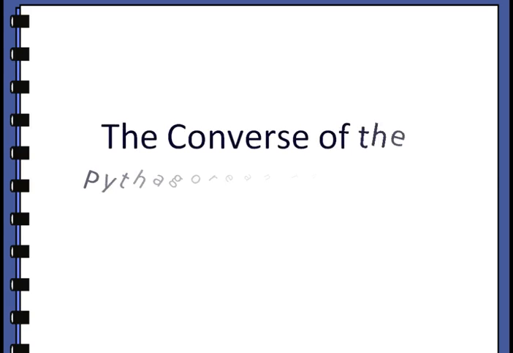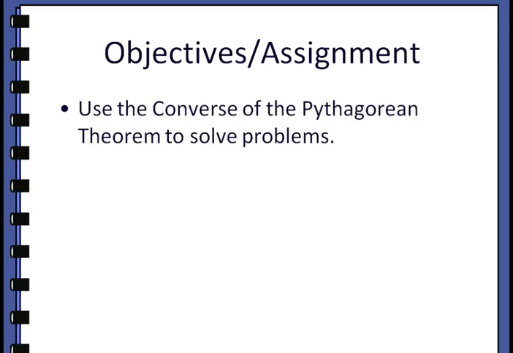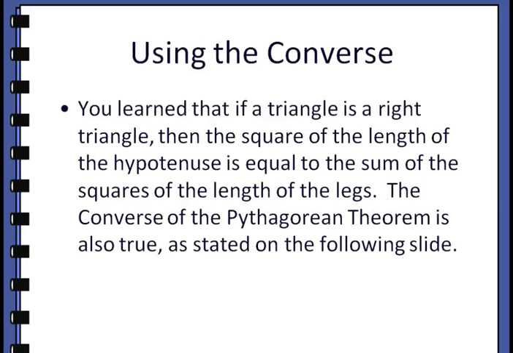Okay, so the converse of the Pythagorean theorem. Like we found with a lot of theorems we've learned, there's a converse to the Pythagorean theorem, and we can use that to solve problems as well. And we can also use side lengths to classify triangles by their angle measures.